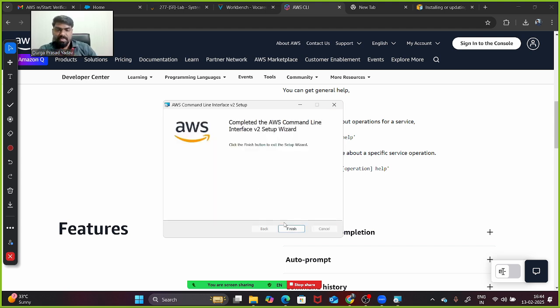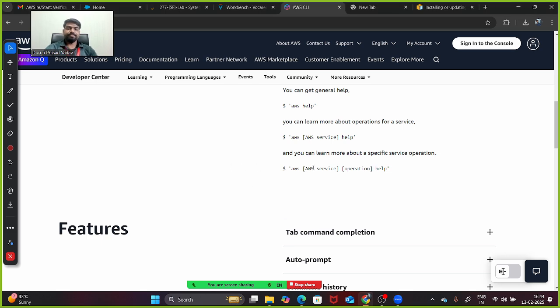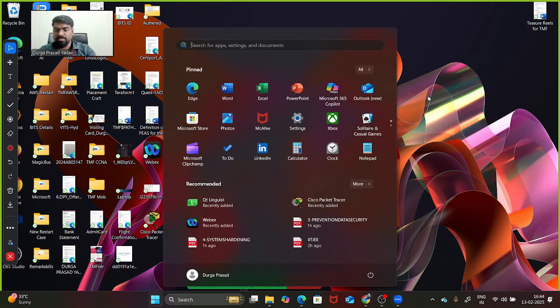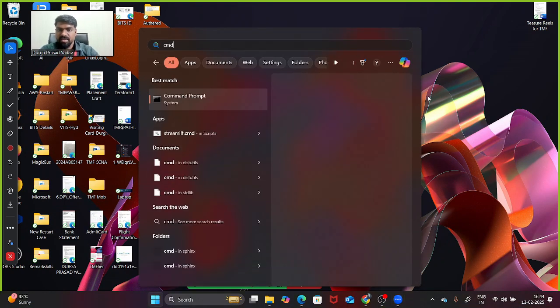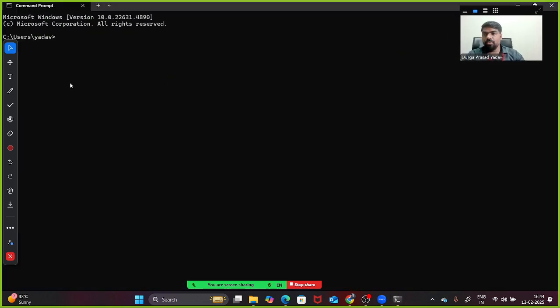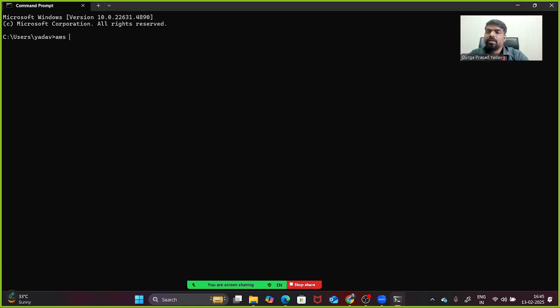Done. It has been installed, right? Now if you need to check it, let's start command prompt, cmd. It has been open now, and what we have to do is just write here AWS, and if you need to check the version of it, AWS space hyphen version. If you are running this command and it is giving you this output, the version detail of it, it means that AWS CLI has been installed here.